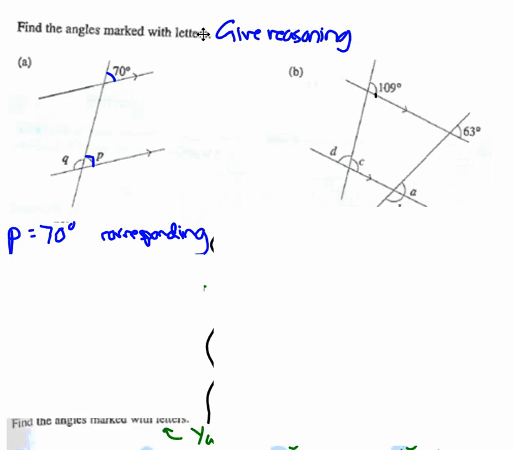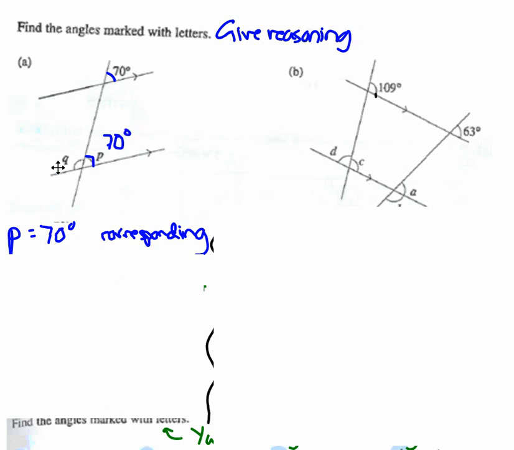So you could say that, for example, P is 70 degrees, and you must give reasoning. So P equals 70 degrees, the reason is corresponding angles. So if that one is 70, maybe you want to make a note of that. So that one is 70 degrees. How could you then use that to find Q?